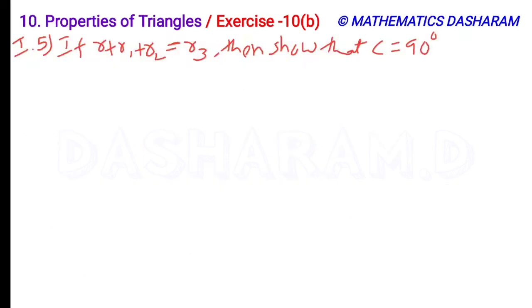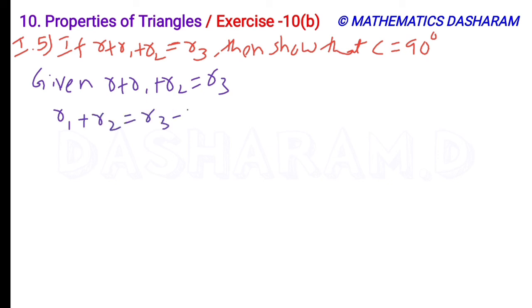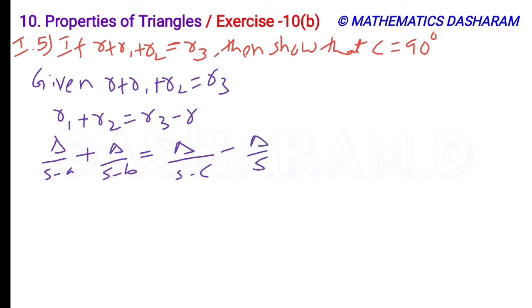Fifth question: if r plus r1 plus r2 equals r3, then show that angle C equals 90 degrees. So given that r plus r1 plus r2 equals r3, then r1 plus r2 equals r3 minus r. The r1 formula is delta divided by s minus a, and the r2 formula is delta divided by s minus b. The r3 formula is delta divided by s minus c, minus the r formula, delta divided by s.